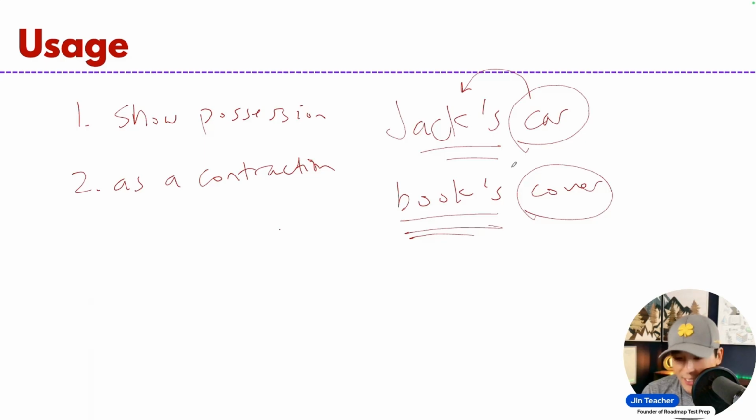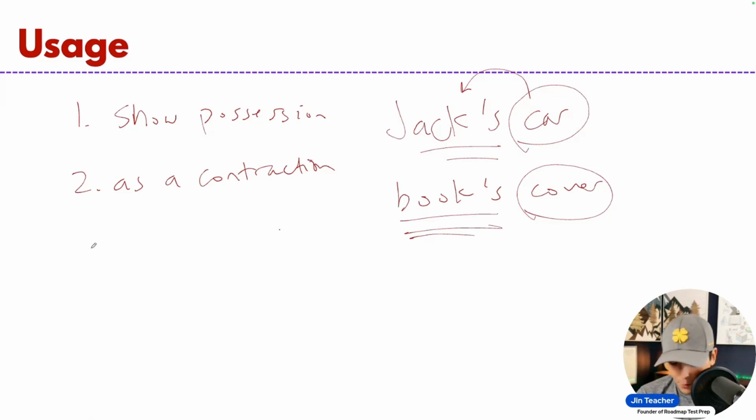A contraction is nothing more than a shortened form of two words. In other words, a contraction is just one word that sounds like one word, but it actually has two words inside of it. And one of those words is a verb.